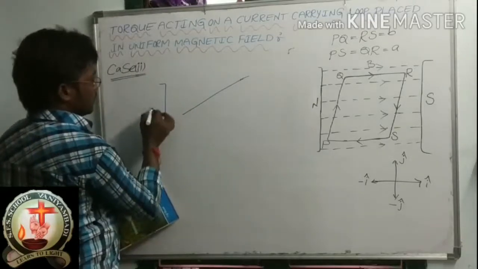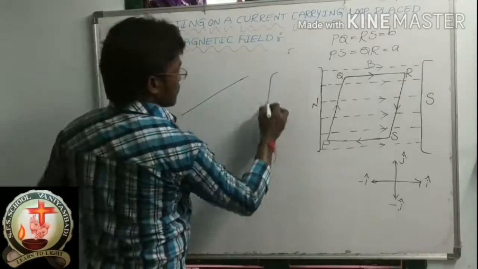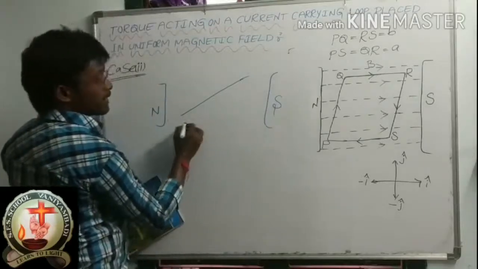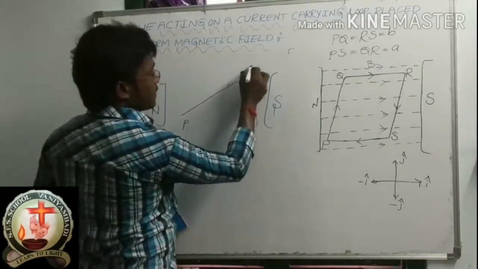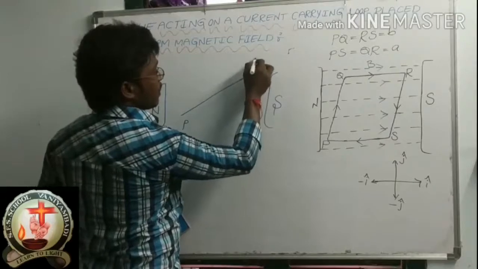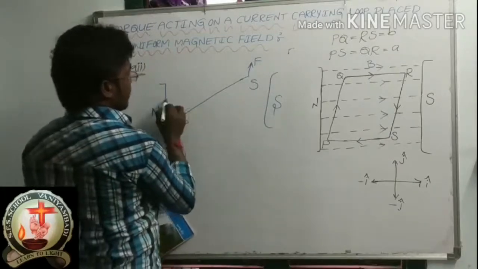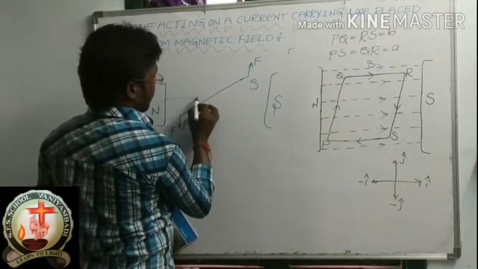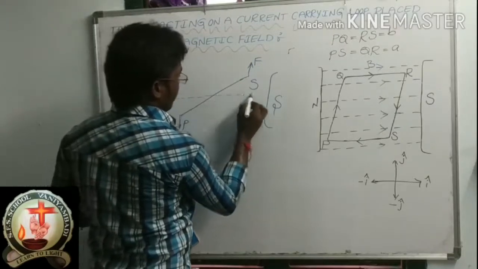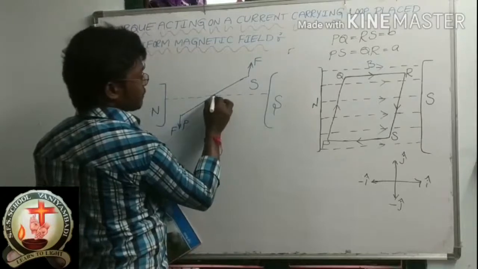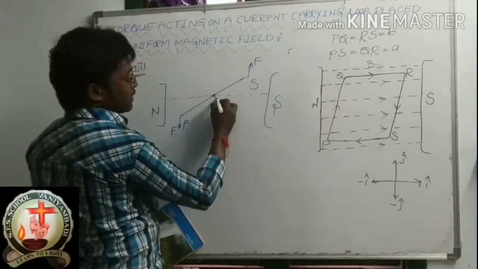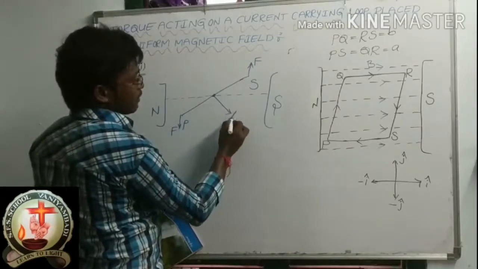This is the North Pole, and this is the South Pole. This is P and this is S. Here one force is acting upward and one force is acting downward. This is the magnetic field. And what is the area direction in this area?